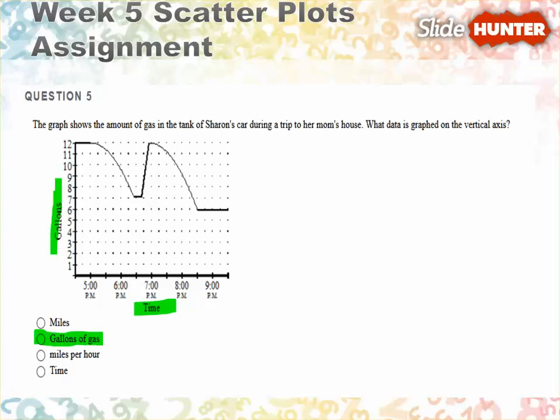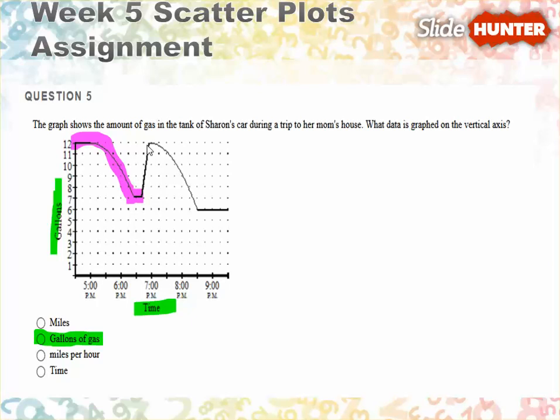In other questions, they'll ask a little bit more of this. So let's look overall at what's happening in this graph. So here's where she started driving. Over time, her gas went down as she was driving. I notice here it levels out. So nothing happened. She wasn't moving.